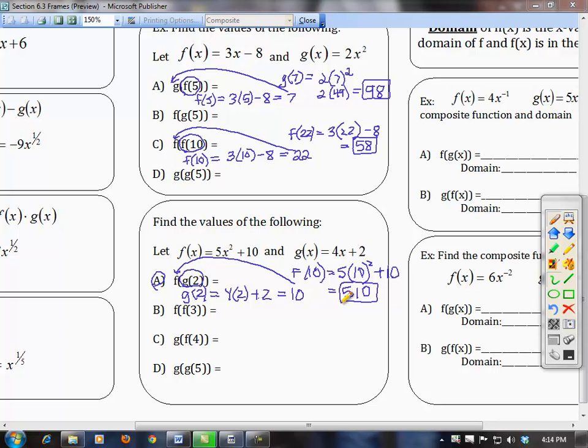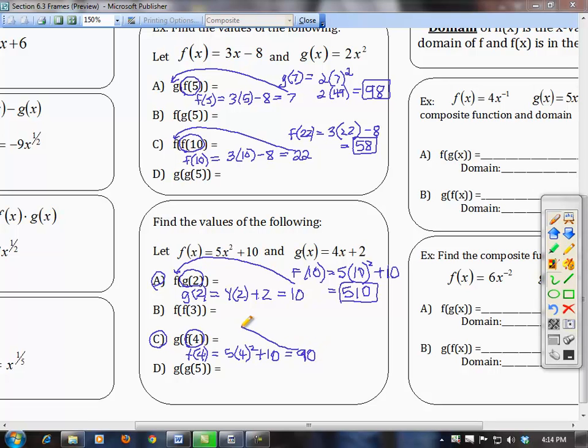Okay, let's go the other direction. Let's do C. I'm going to start with f of 4. All right, so in 4, I say 5 times 4 squared plus 10. Again, I'm pretty sure you know at this point in time you can plug it right in your calculator. 4 squared is 16. And then you do 16 times 5, which is 80. And 80 plus 10 is 90. Ooh, let's make that look like a 90.